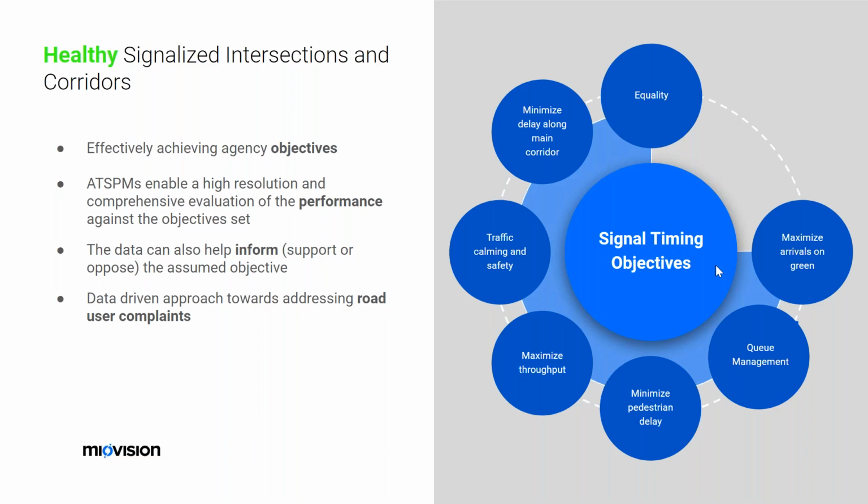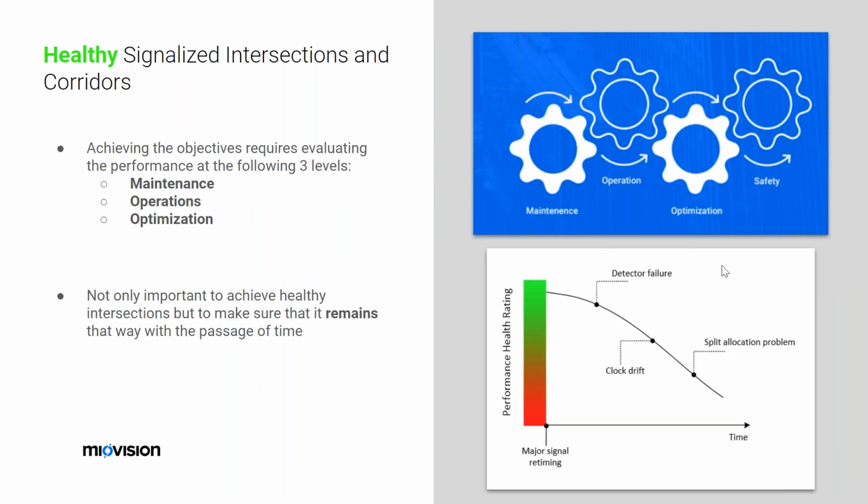So if there's some kind of complaint coming in, it's possible to go back to the data, go to the intersection behind the computer, and then analyze what happened exactly at that time, what's the problem, is there something that can be done about it. So it really depends on the objectives and what the agency deems suitable for their intersections.